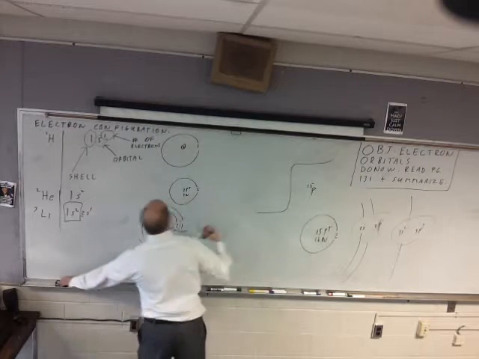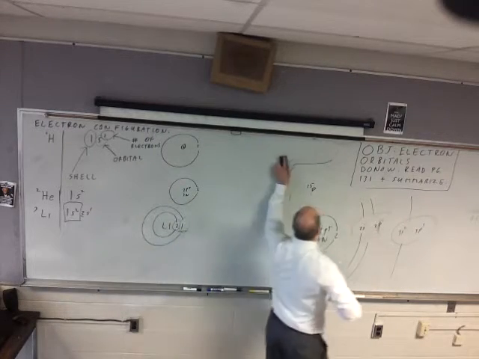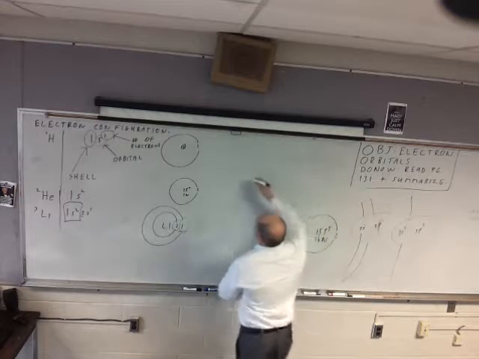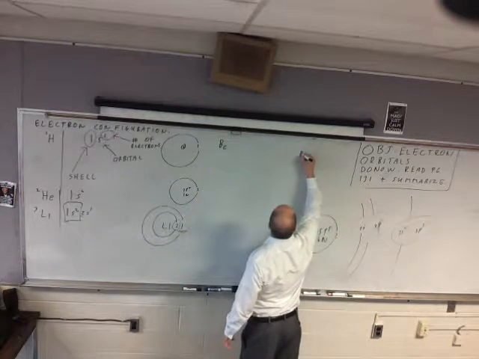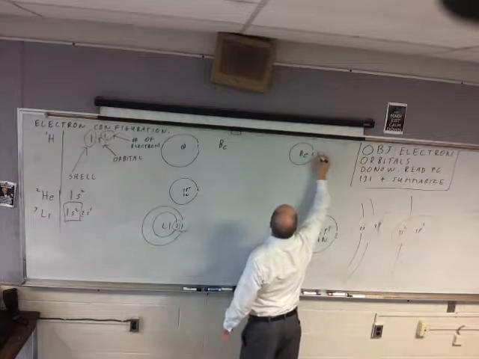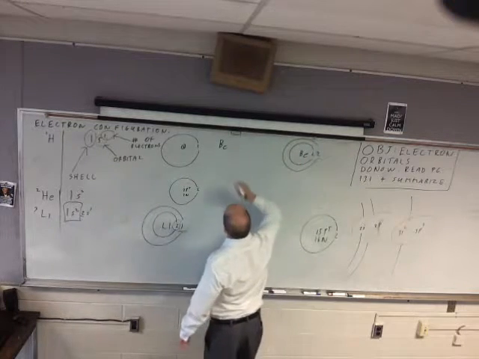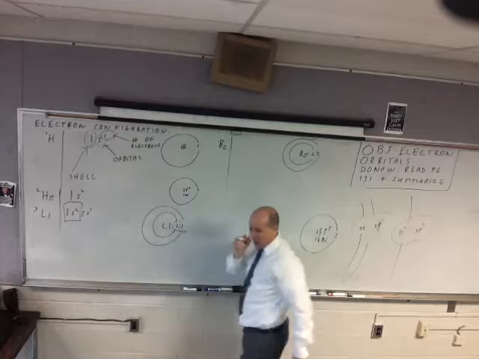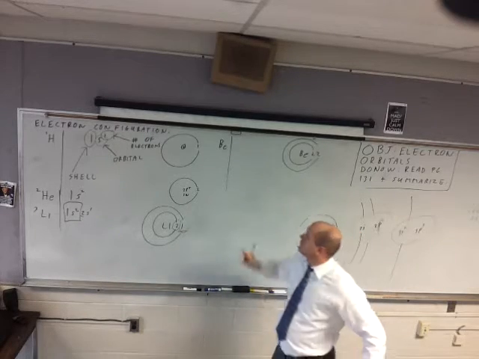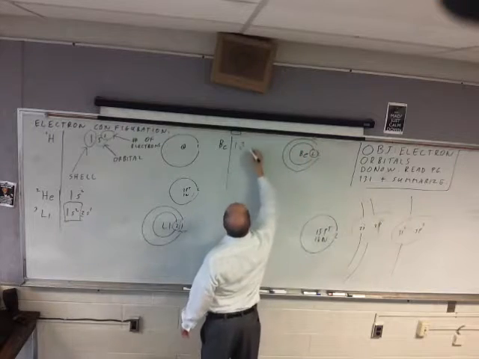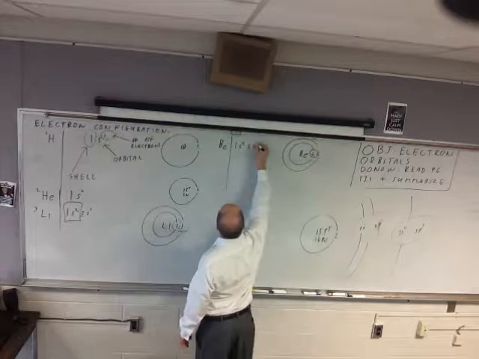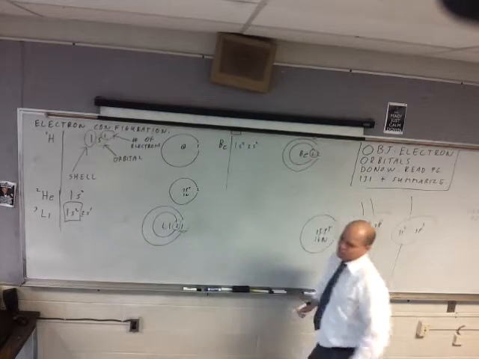Let's do some more. It makes more sense as you do more. Let's do beryllium. Okay, beryllium, 2 electrons in the first shell, 2 in the second shell. What am I going to write? 1s2, that accounts for these 2. 2s2, that accounts for the other 2 electrons.